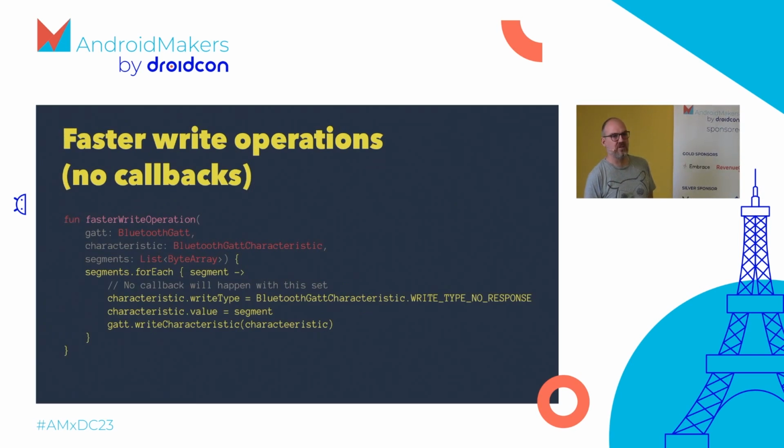Faster write operations. That would be nice, right? So you can actually skip the callback by setting the write type to write type no response. Then you won't get any callback, and you can try to write as fast as possible. But it might fail also, because if you write too fast, you will choke the connection, and you will get an error code printed in logcat saying a weird error number. If you go into AOSP, you can find that it says congestion or something like that. Anyway, so this is how you can do it.